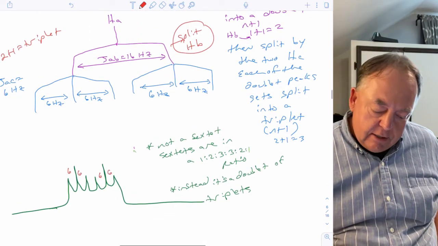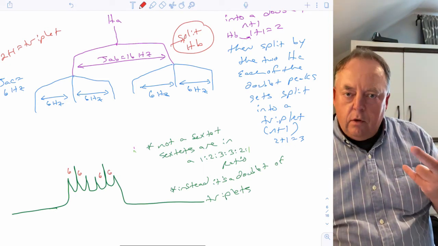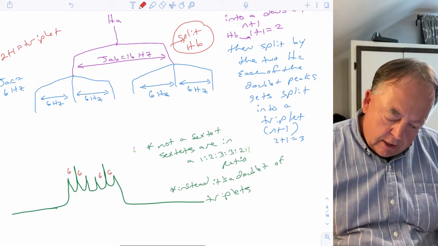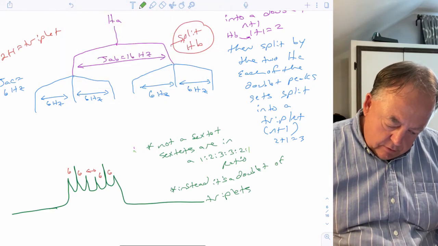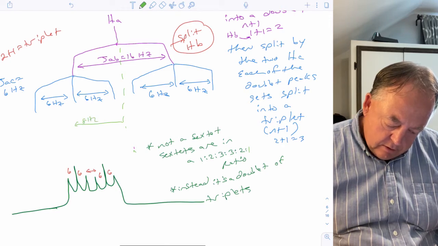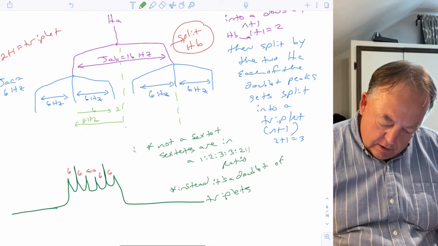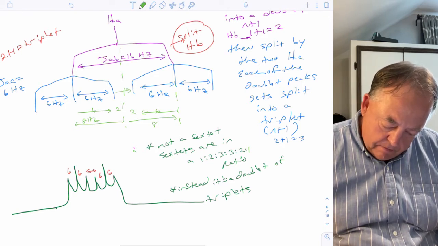And so what are the coupling constants? Well, this is 6 hertz and 6 hertz and 6 hertz and 6 hertz on the ones on the outside, but how about the 2 peaks in the middle? What's the coupling constant between here? So if we drop this down, again, we went over 8 hertz this way, and then we came back 6, so that's 2. We went over 8 that way, came back 6, so that's 2, so this would be 4 hertz.